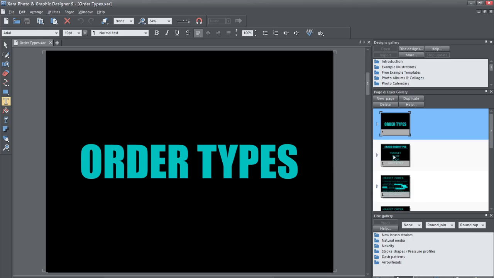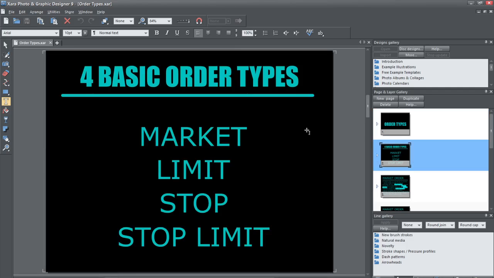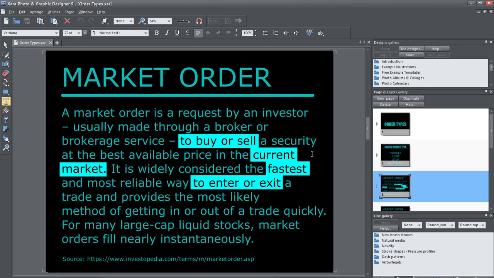So order types are the kinds of transactions you can execute with your broker. There are four basic ones that each broker should provide you. The four here are the market, the limit, the stop, and the stop limit. Okay, let's just get right into it with a market order.